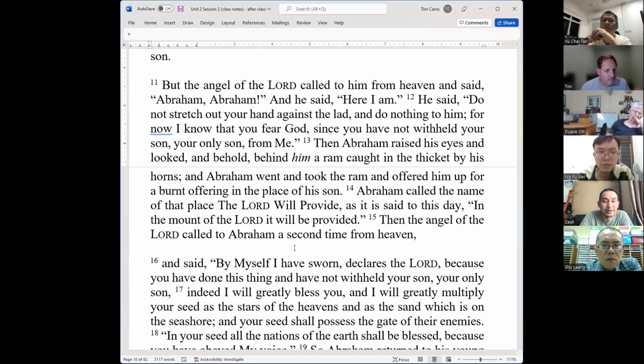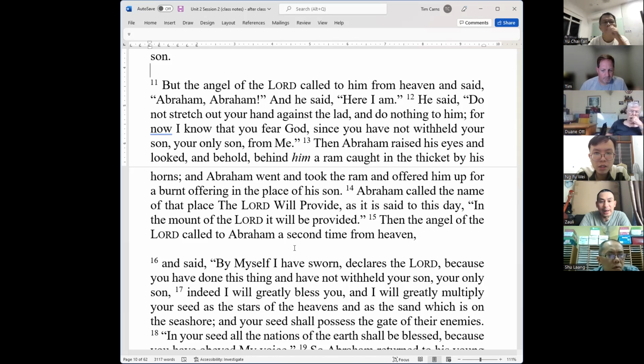Verse 11 through 15. But the angel of the Lord called to him from heaven and said, "Abraham, Abraham." And he said, "Here I am." He said, "Do not stretch out your hand against the lad, and do nothing to him. For now I know that you fear God, since you have not withheld your son, your only son, from me." Then Abraham raised his eyes and looked, and behold, behind him a ram caught in the thicket by his horn.